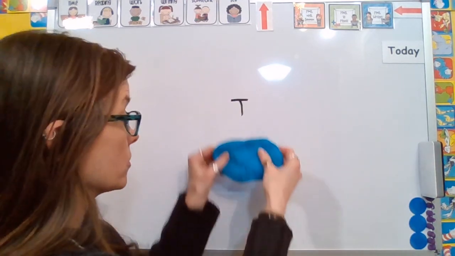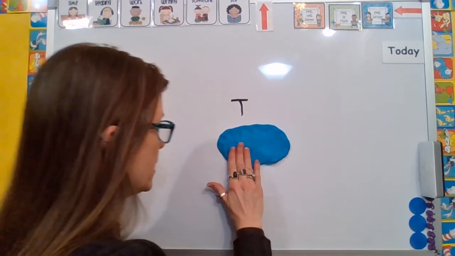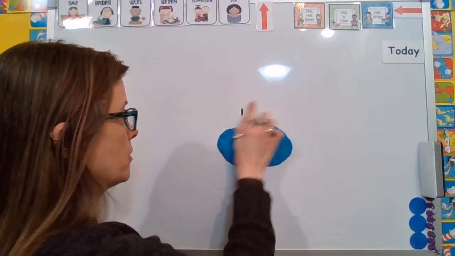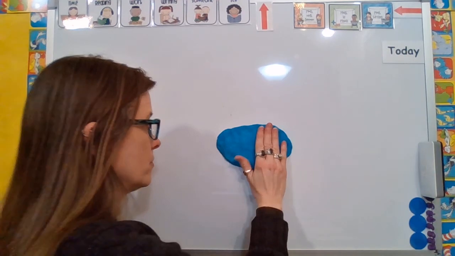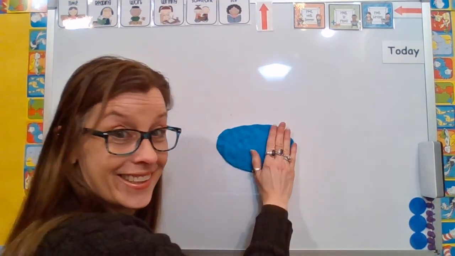And this is for our students in level 3. Everybody, smashing it out, smashing it out. Getting it nice and flat. I'm going to erase my T. Mine's ready. Is yours ready?